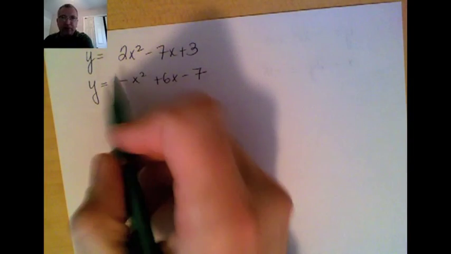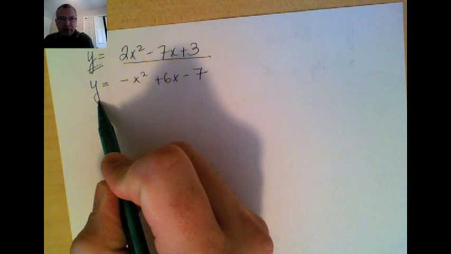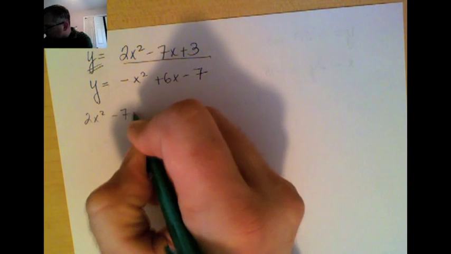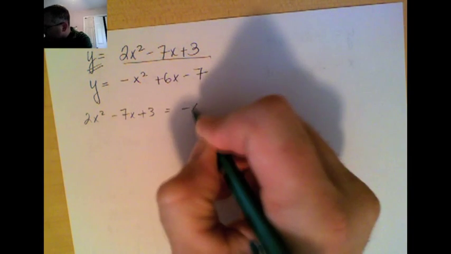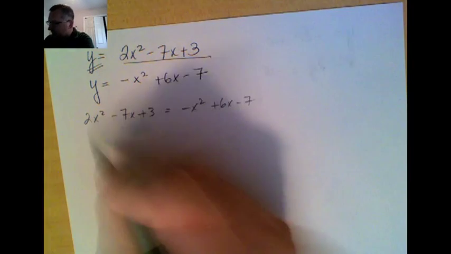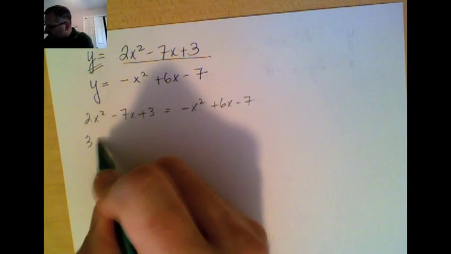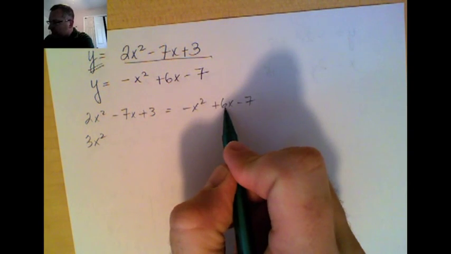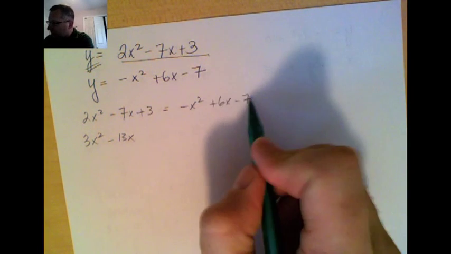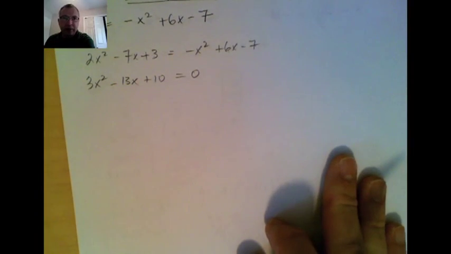So, as we did before, this tells us that y is equal to this whole expression. So we're going to replace y with this whole expression. We're going to get 2x squared minus 7x plus 3 equals negative x squared plus 6x minus 7. And we're going to combine this to form one single quadratic equation. So we're going to add x squared to 2x squared, giving us 3x squared. We're going to subtract 6x from negative 7x and get negative 13x. And we're going to add 7 to 3, and we're going to get 10. So there's our quadratic equation.